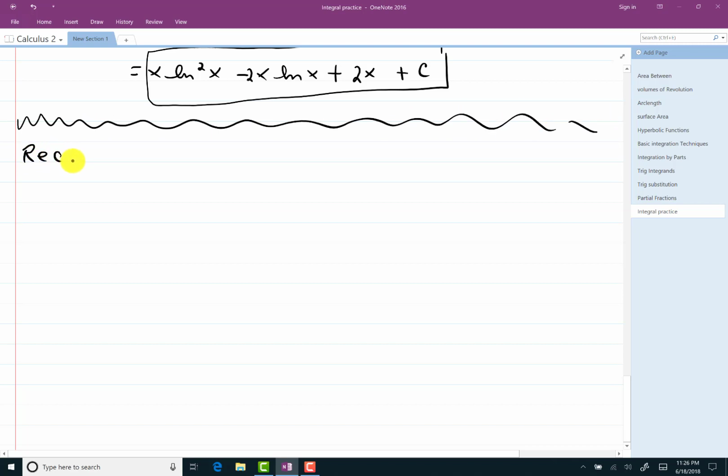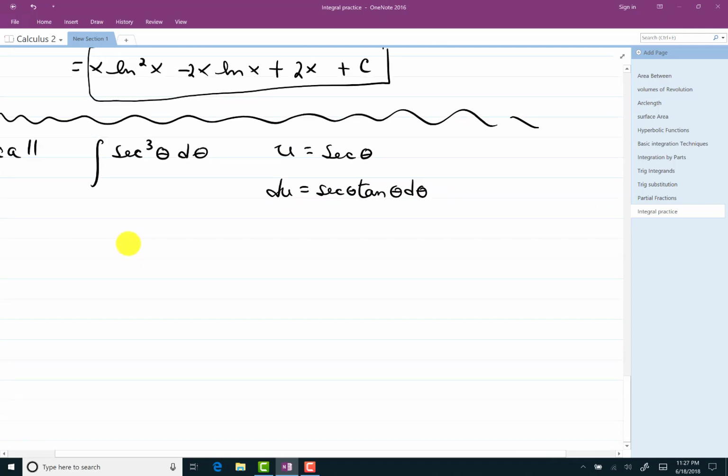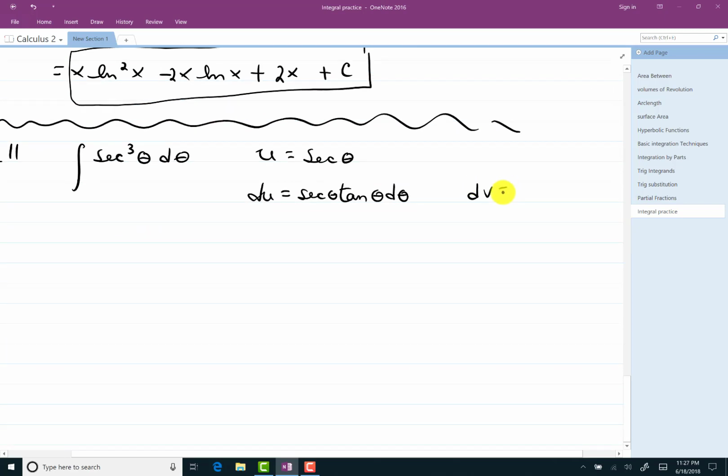This is one of the problems we did. I'm going to remind you of it. The integral I referred to as annoying. This one that we did, we broke it up like this. U was equal to secant theta, and then du was secant theta tangent theta d theta. dv was secant squared theta d theta, and then v is tangent of theta.